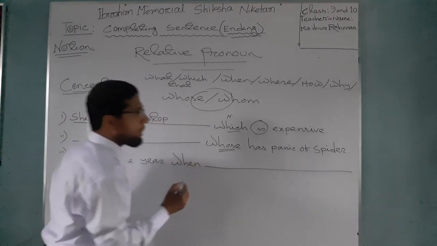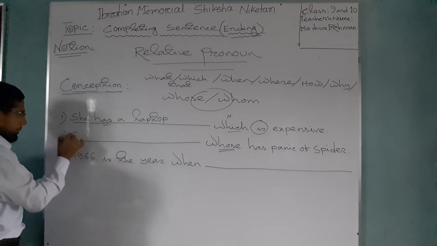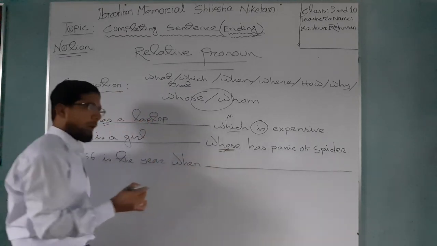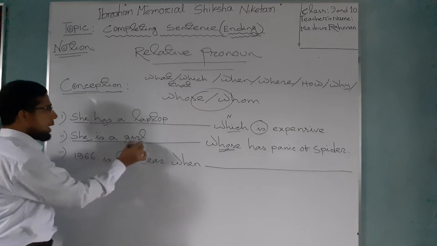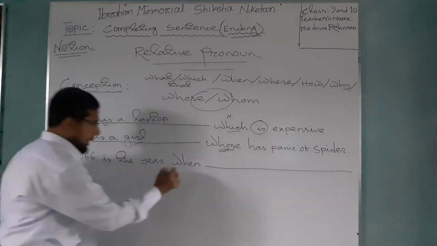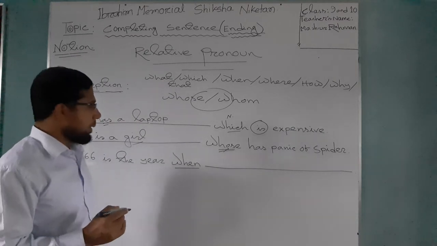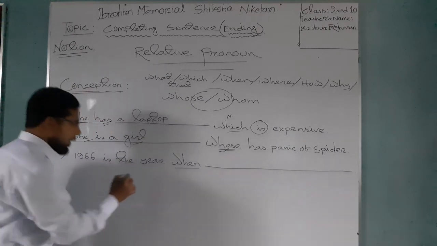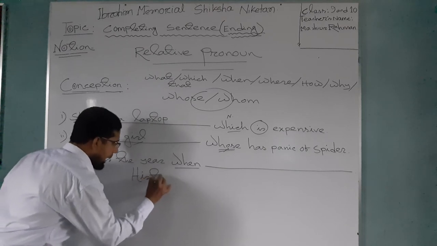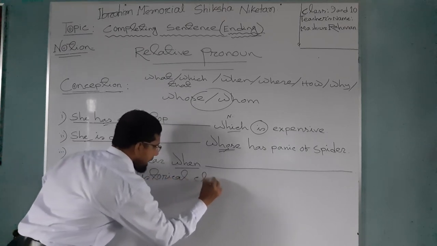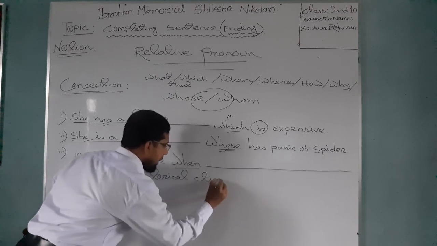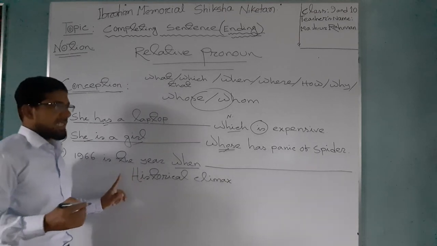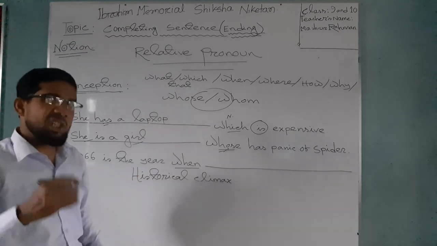Clear? Whose has panic of spider. Like, whose or whom always indicates any person. Clear? Suppose I have written here person, she is that person, singular number. Next, you will hear from me that in your question, in our public question or inner side of school's exam, we may find various type of historical climax. Historical climax. This type of sentence may be existed in our question, and they can say you the meaning, they can say you the history of our Bangladesh.